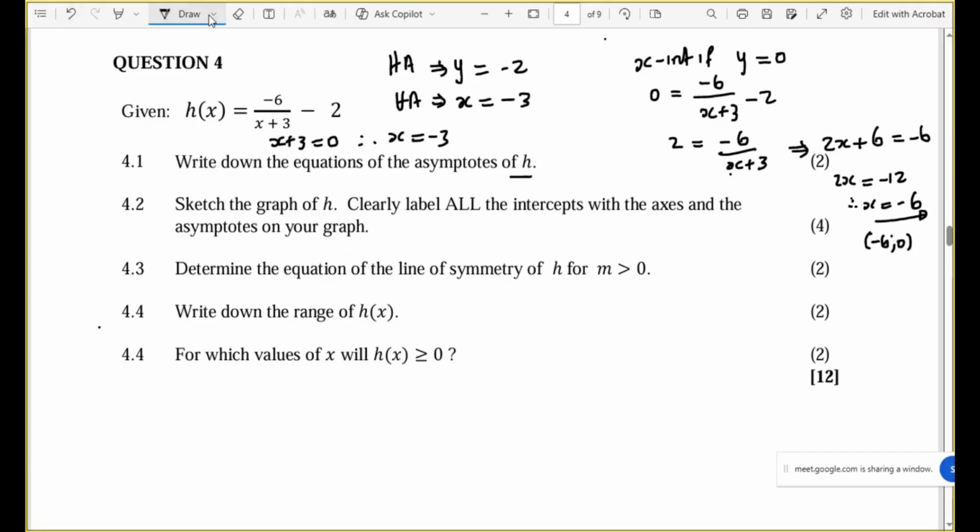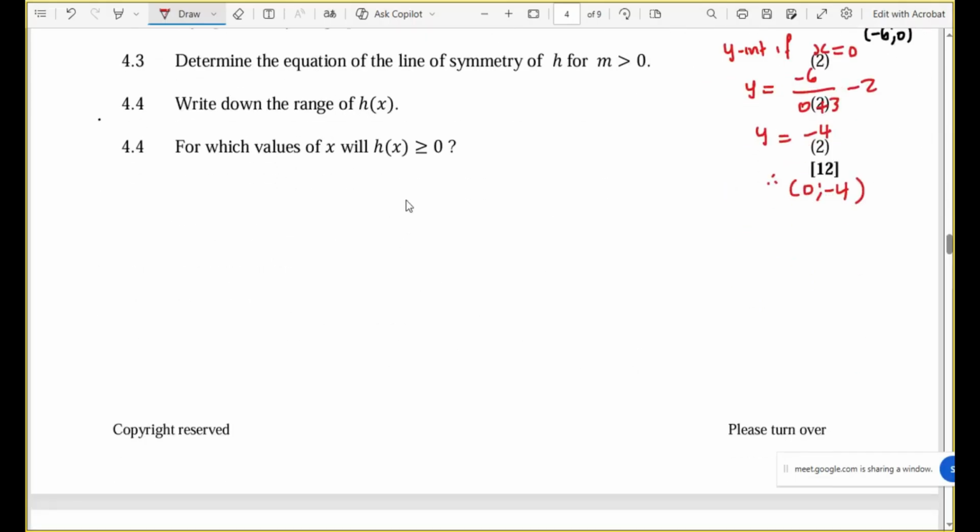To find the y-intercept, we're going to say the y-intercept is when x is 0. So y will be minus 6 over 0 plus 3 minus 2. What do you get when you punch that into the calculator? I think this will be minus 6 over 3, that's minus 2, minus 2, that's minus 4, which will give us 0 and minus 4. Let's go and draw the graph that they are looking for.